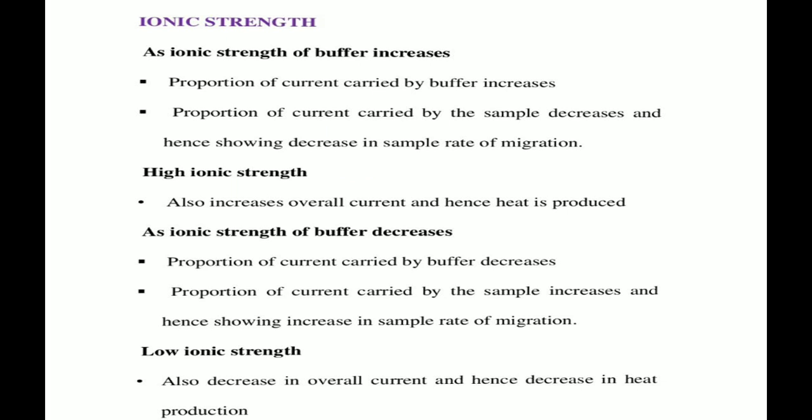At a low ionic strength, the proportion of current is carried by the buffer and decreases, and that carried by the sample increases, so it leads to an overall reduction of current. When current is high, it results in heat production that causes diffusion and loss of resolution.